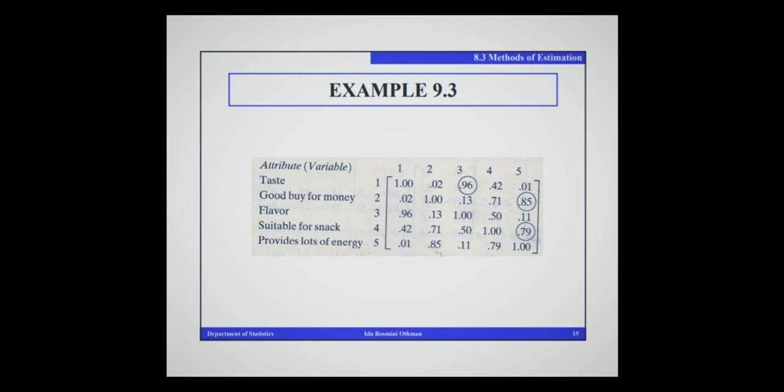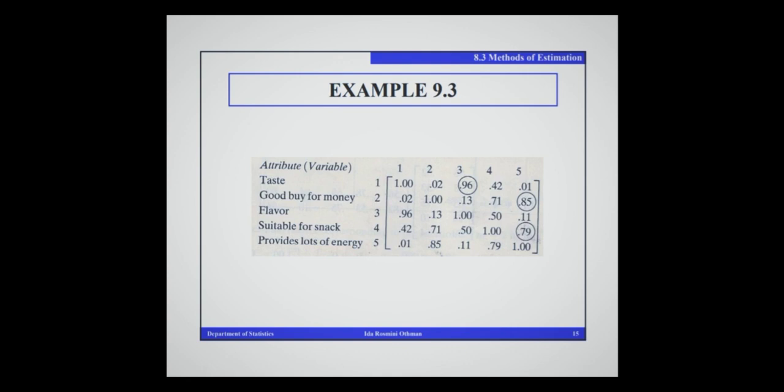So the variable of taste and flavor dalam satu group, the variable of good buy for money, suitable for snack and provide lots of energy dalam satu common factor yang lain. So daripada correlation matrix ni kan, kita dah boleh tengok juga macam tu. Tapi nak confirmkan, kita kena gunakan factor analysis lah.